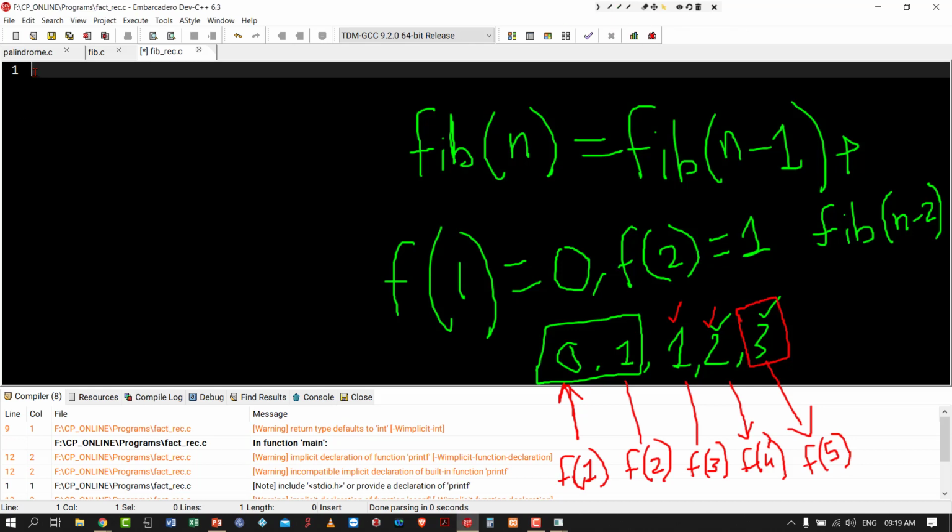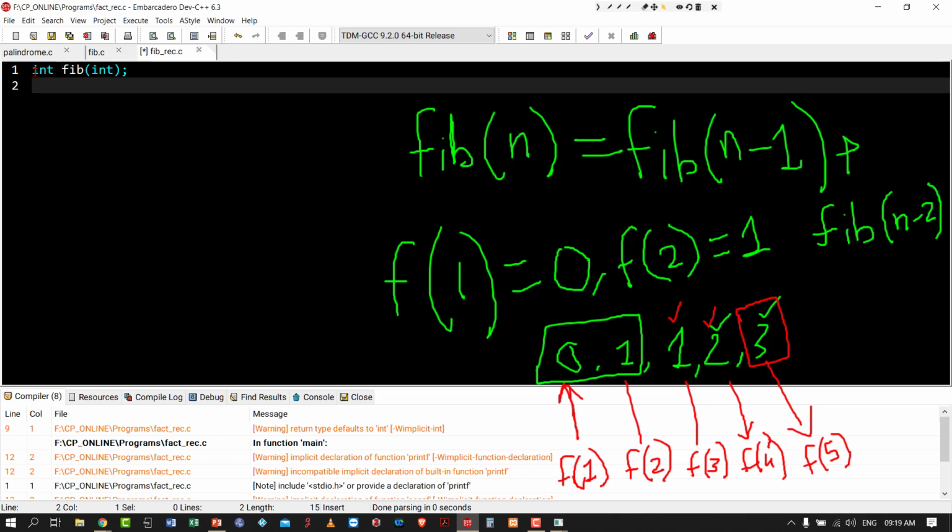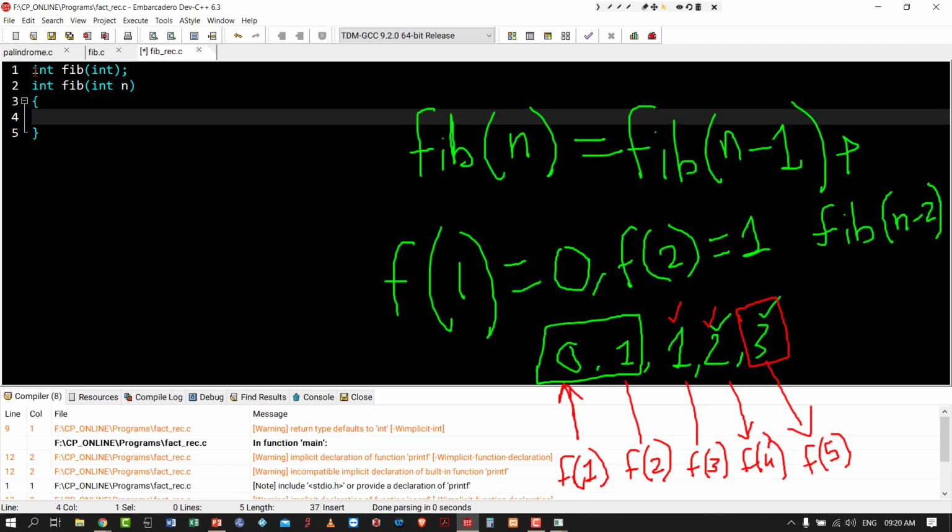So listen carefully. I am declaring a function int fib because here I am only finding the nth Fibonacci number. So if I give n, some value will be returned. So int fib, again function definition, int fib, int n. If n equal to 1.